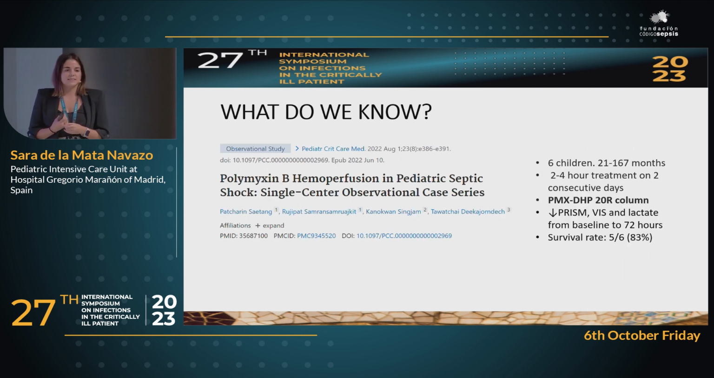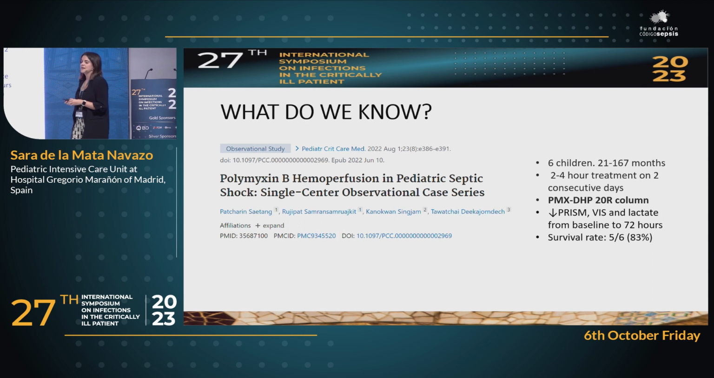And this is the last case series I'm showing you. These people are from Thailand, I think. They report the use of polymyxin hemoperfusion in 6 children. In this case, they used the biggest column, the adult column, but they also saw a decrease in severity score, lactate and vasoactive index, and also they saw a survival rate of 83%.